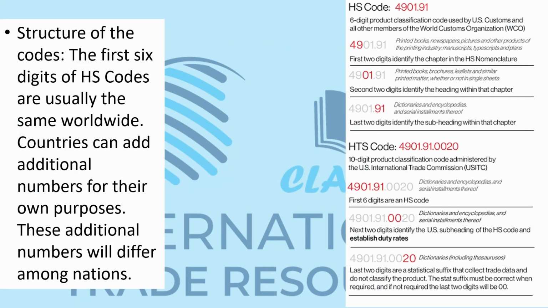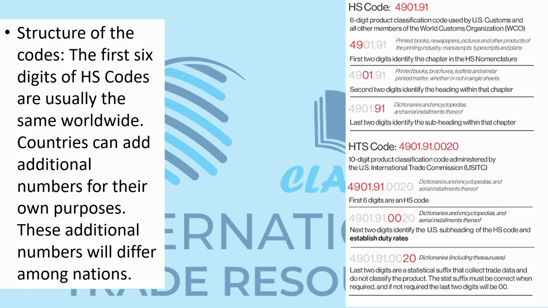The first 6 digits of the HS codes are usually the same worldwide. The first 2 digits identify the chapter in the nomenclature, the second 2 digits identify the heading within that chapter, and the last 2 digits identify the subheading within that chapter. There's usually an additional 4 digits right after that. So it goes 4 digits, a decimal point, 2 digits, a decimal point. And those last 4 are used domestically.